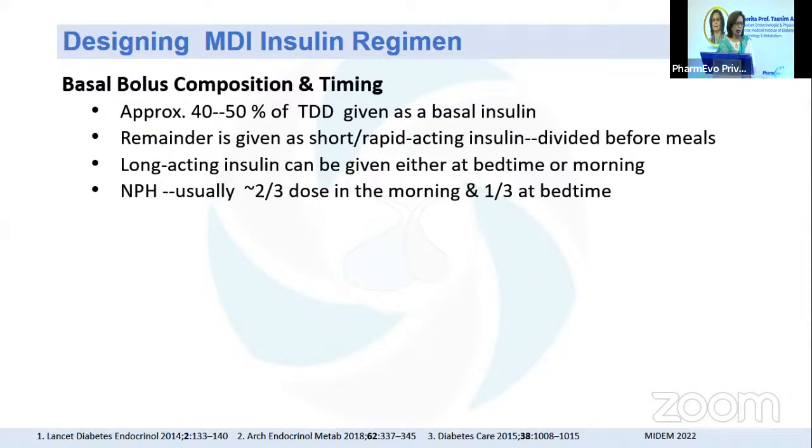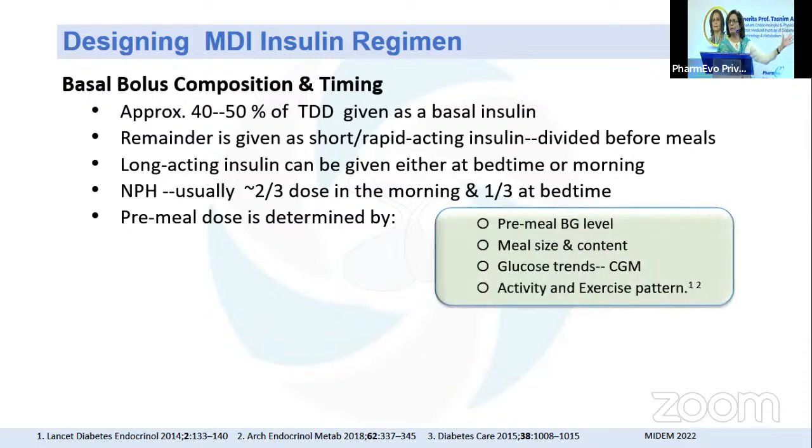Pre-meal dose is determined by these factors: pre-meal blood glucose level, meal size and content. And here Sabha has told you the plate, the 15-gram portions, the calorie value. You need to know how many calories and portions of carbohydrate I'm going to consume in this meal. And then look at your glucose trend if you have a CGM, your activity pattern, and then see what dose of insulin you are going to give.